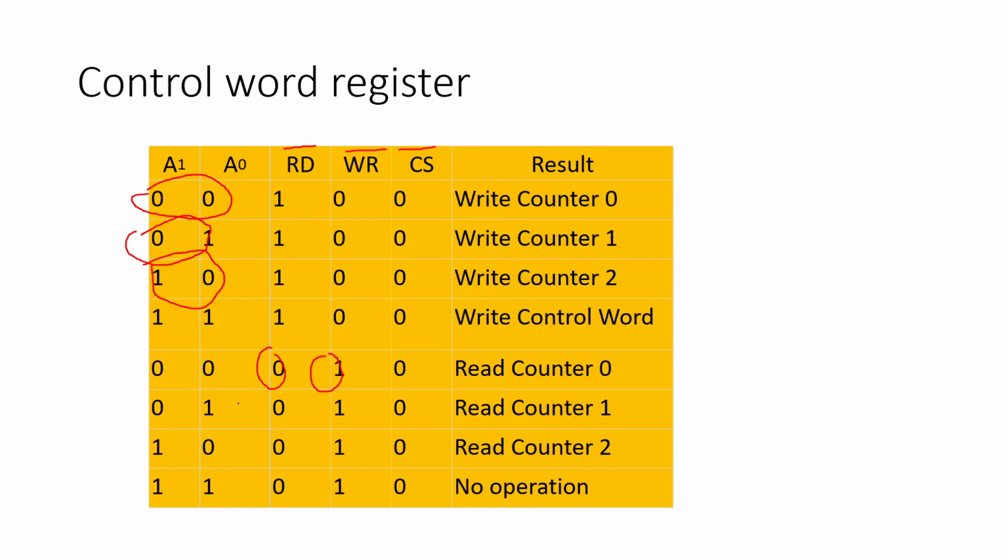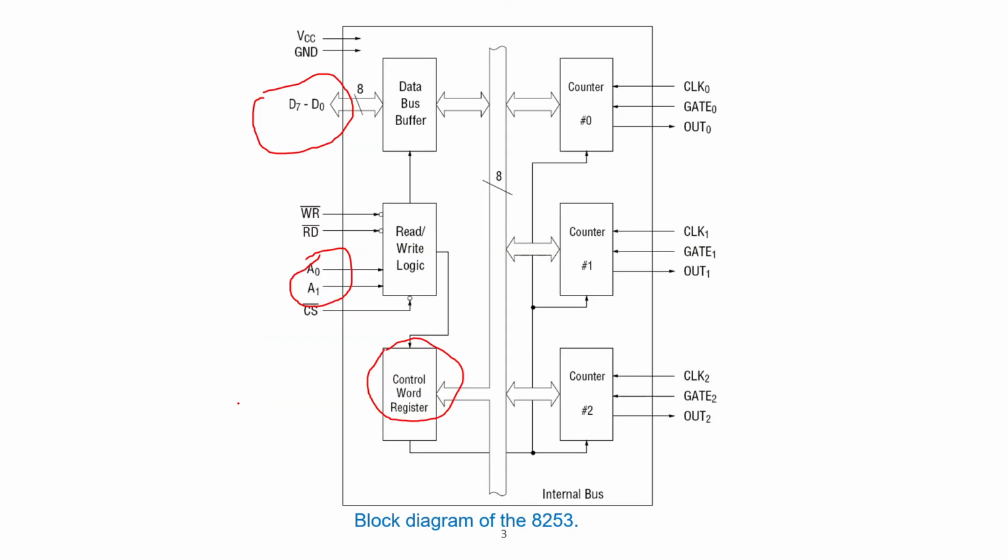This is about the architecture. So I will summarize. Here the data bus buffer has 8 signals. Then power supply and ground: VCC denotes power supply and GND denotes the ground signal. Then the read write logic has 5 signals: write, read, A0, A1 and chip select. Whatever value is given to the read write logic will be passed on to the control word register. And 3 counters are used, 16-bit counters.